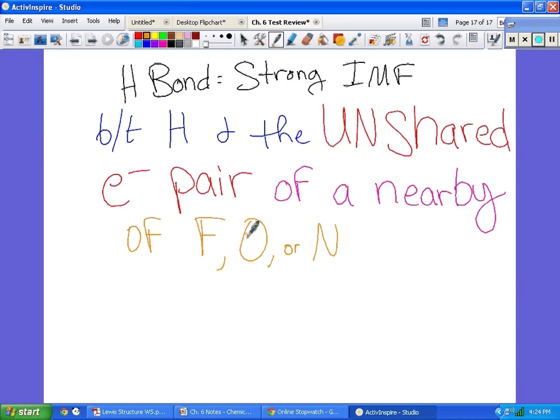Just being honest. All right, so hydrogen bonding. It is the strongest. Matter of fact, please edit this. It is the strongest IMF. Hey guys, make a note, please. It is the strongest IMF. And it's between a hydrogen, and here's the key part, and the unshared electron pair of a nearby fluorine, oxygen, or nitrogen. Okay, so what is that telling me?